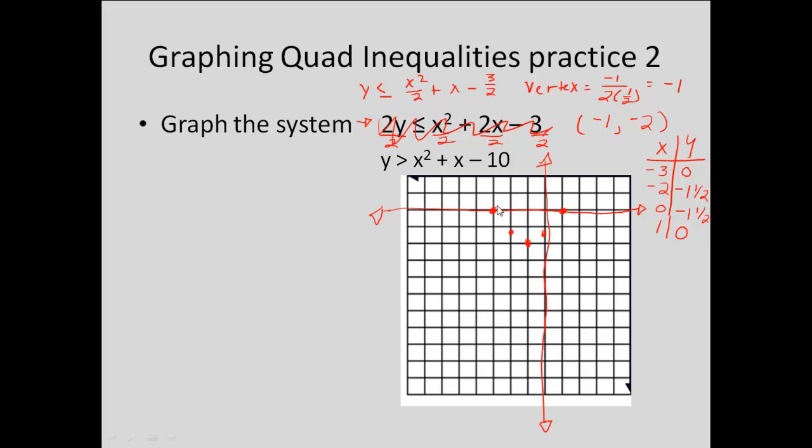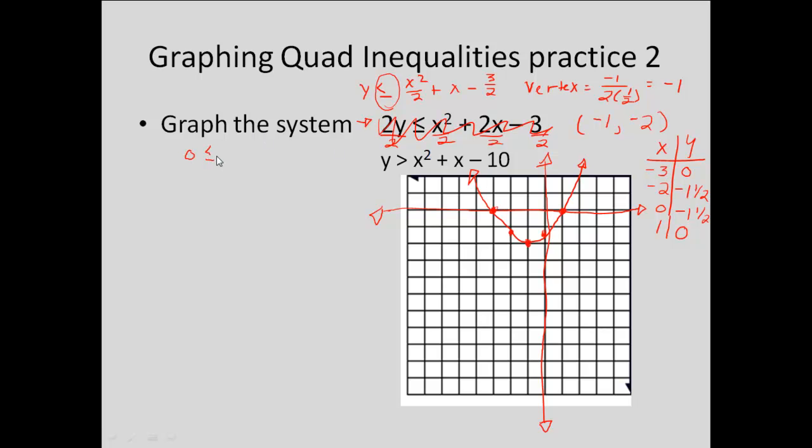Once I get my points plotted, I can go back and sketch my line in there. Now this one was less than or equal to, so it needs to be a solid line as we connect these dots. Okay. Now I need to pick a test point. I'm going to go ahead and test 0, 0, and plug that into my equation to see where I need to shade.